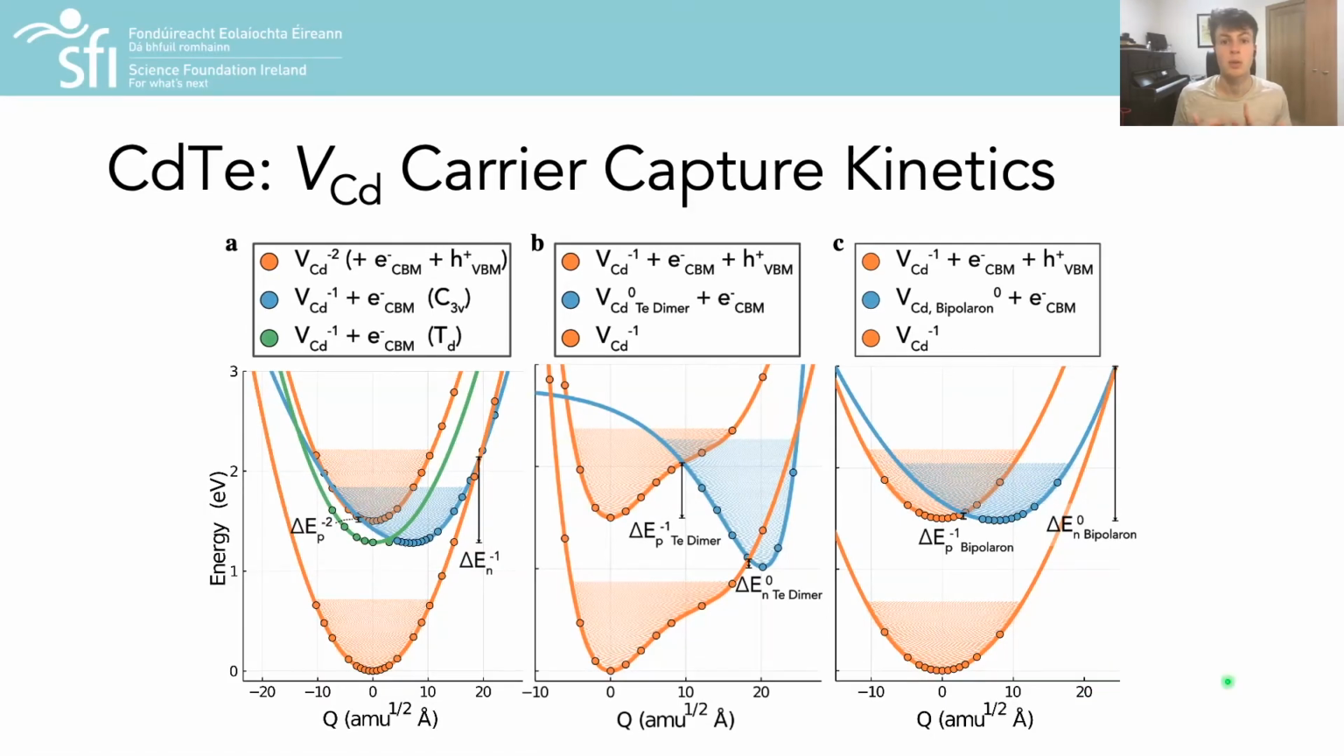Overall, we find that no single charge transition for the cadmium vacancy exhibits rapid capture for both electrons and holes. So under the standard picture, the Shockley-Read-Hall model of a single defect level in the band gap, we would predict that the cadmium vacancies would be a benign defect species with negligible carrier capture.